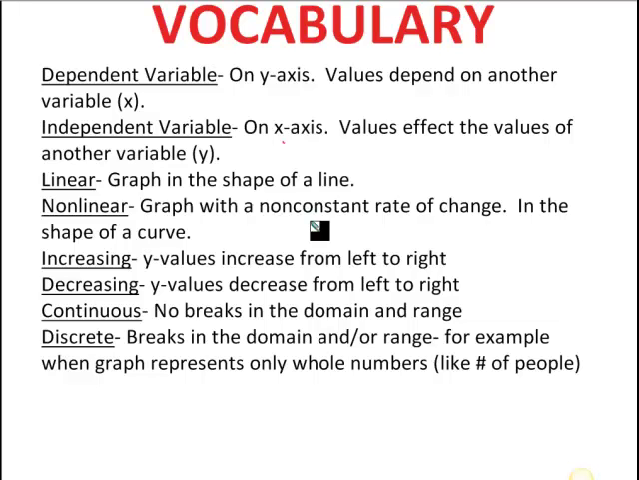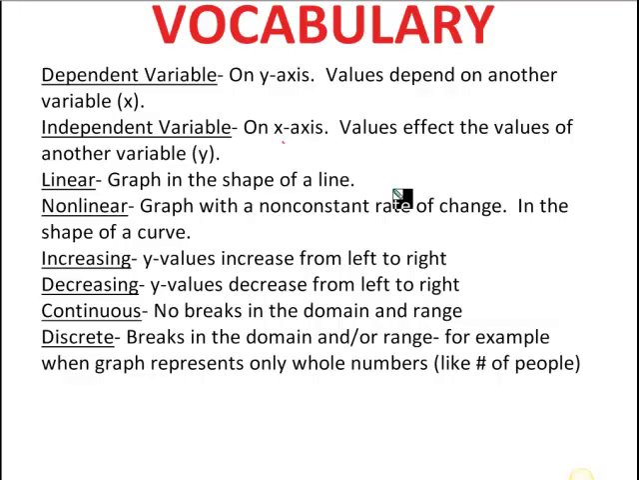Independent variables are on the x-axis. Their values affect the values of another variable. Probably the most famous independent variable is the variable of time. It is continuous in all circumstances and usually is independent of, let's say, a person's height, in the example we used before, or a lot of times distance is measured over time. Those different types of things. Time is a very common independent variable. It's not, however, always an independent variable.